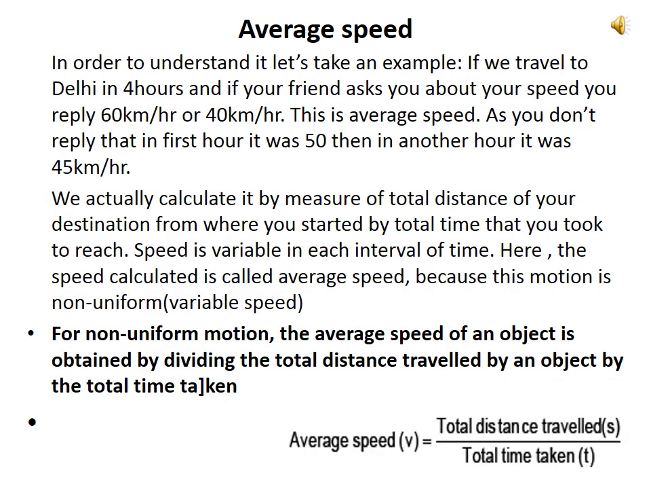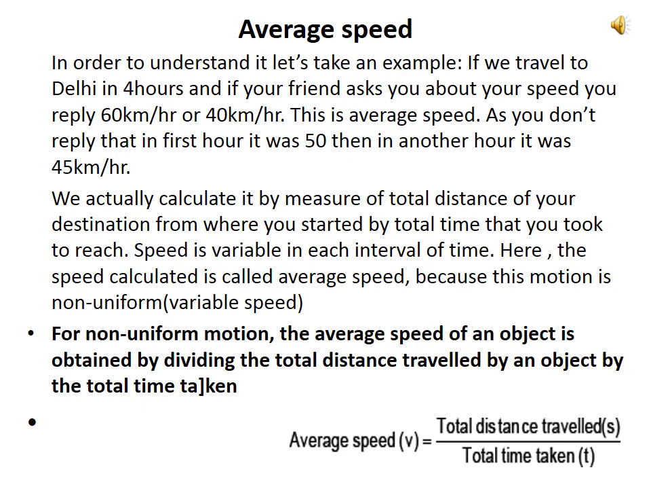The next topic is average speed, which is one of the important topics in the chapter, and the problems also. The problems are given on the second last page. In order to understand it, let's take an example. If we travel to Delhi in 4 hours and your friend asks you, what is your speed? You may say 60 km per hour or 40 km per hour. This is just the average speed.